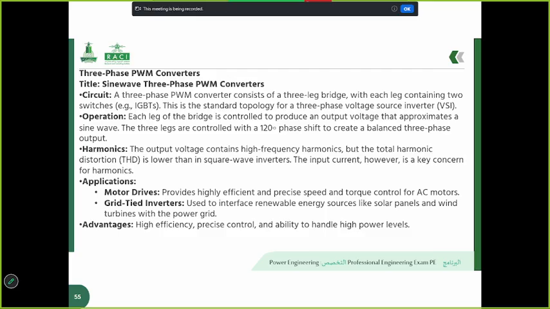The applications of three-phase PWM converters are widespread and critical to modern electrical systems. They are the core of AC motor drives, providing the variable voltage and frequency needed for efficient speed and torque control. They are also essential in grid-tied inverters, which are used to connect renewable energy sources like solar and wind power to the utility grid. These converters ensure that the variable power from the source is transferred into a stable, grid-compliant AC signal.